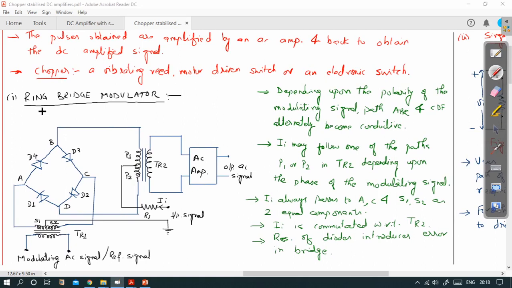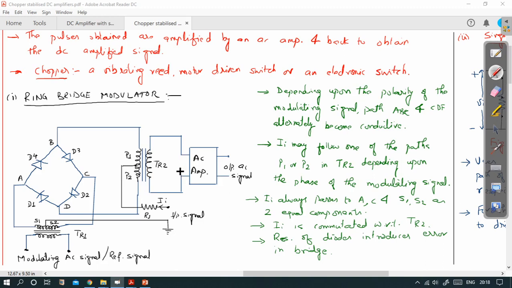Look at here, it is called a ring bridge modulator because of the presence of this ring structure. This ring structure contains 4 diodes, D1, D2, D3 and D4, and it reminds us of the ring or bridge rectifier. Coming back to here, this is the ring of diodes, here we have the first transformer TR1, this is the second transformer TR2, and this is the AC amplifier. So at the input of this, the AC signals will be fed.